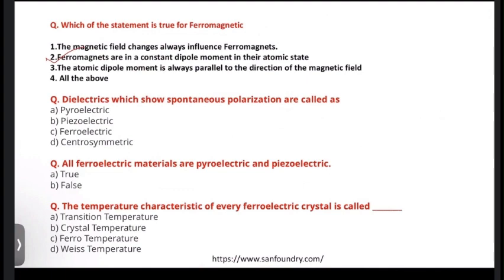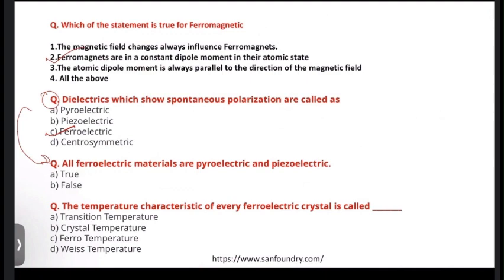Second, that is why we have polarization, right? Because it has some dipole moment. Dielectrics which show spontaneous polarization are called ferroelectric. Your options are pyroelectric, piezoelectric, ferroelectric, or centrosymmetric. And if you are able to understand this question, then you can answer this also.